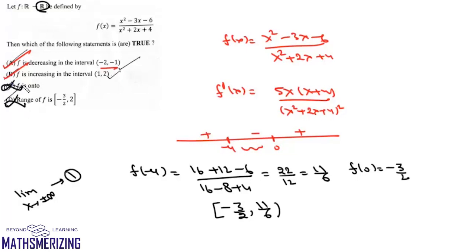So this f is not onto. So the correct options are A and B. Now here the question is, let E, F and G be three events having probabilities 1 by 8, 1 by 6 and 1 by 4, and their intersection is 1 by 10. Then which of the following is correct?